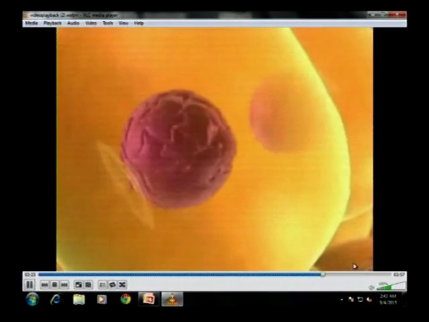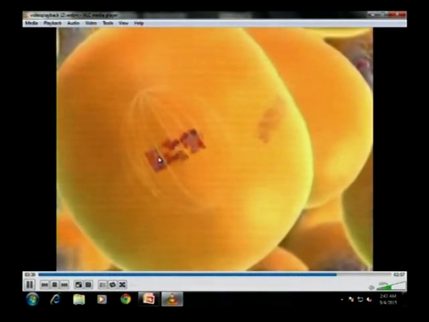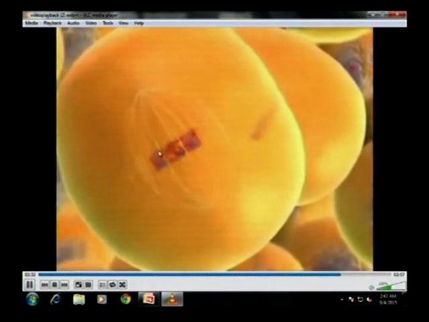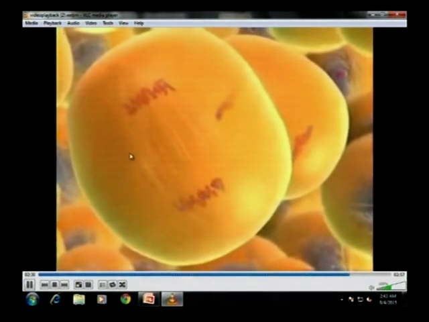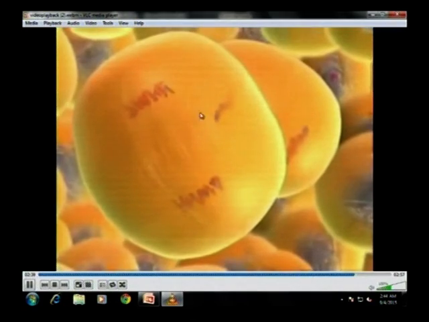Now let us see about meiosis II. Here also the nuclear envelope disintegrated and microtubules are formed. All the chromosomes come in the same line and they move to the opposite directions. Here it also forms 4 haploid cells.